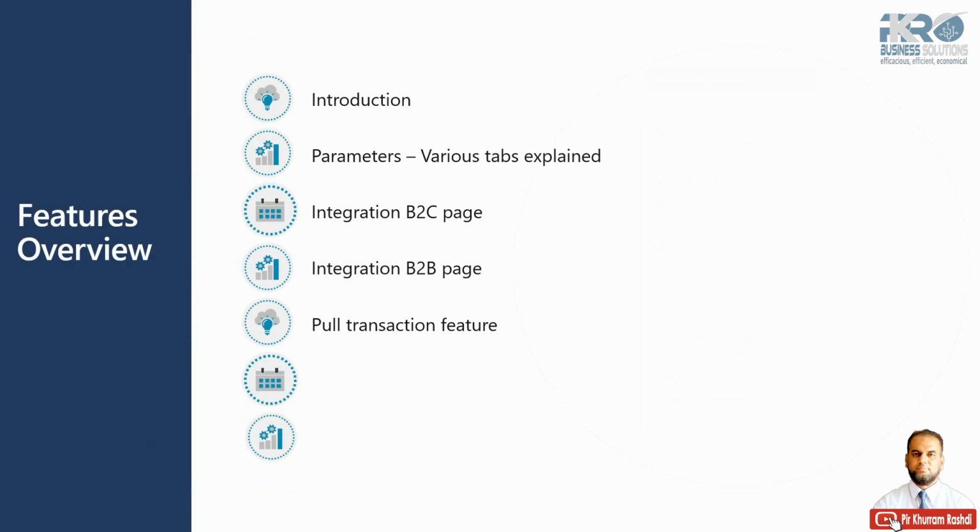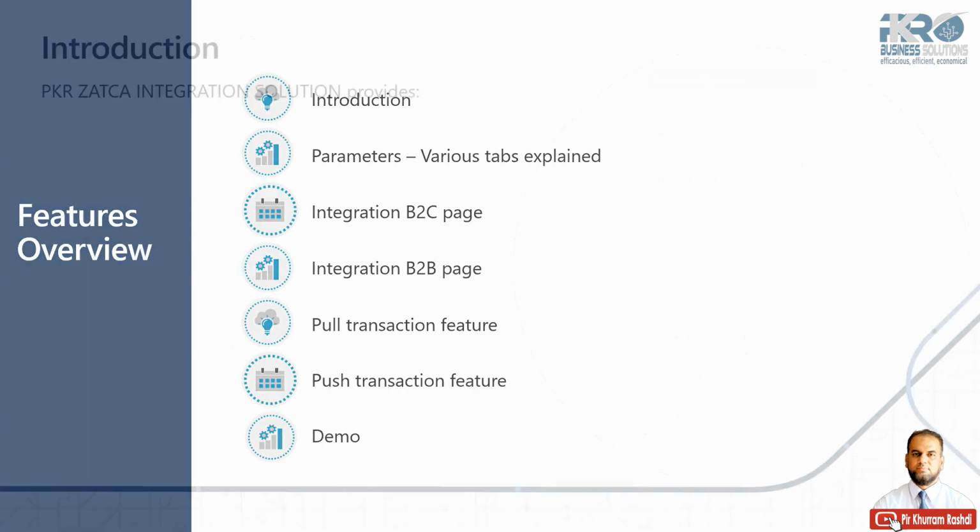Then we will explore the pull transaction feature, which is how we pull these B2C and B2B invoices from the retail and commerce module, as well as from the account receivable or sales module for B2B. Then the push transaction feature, which provides the synchronization of the B2C and B2B invoices from the integration page to the FATOORA portal, and also gets the acknowledgement. Finally, we will also demonstrate the solution and the different features available.